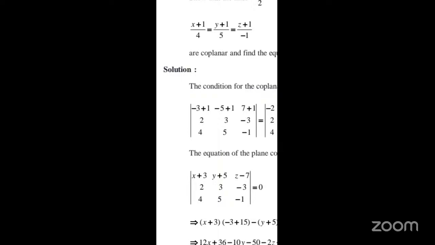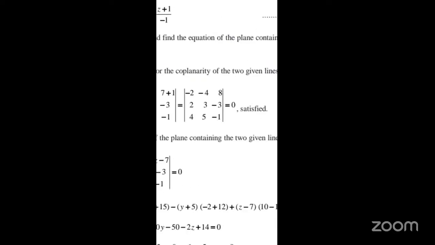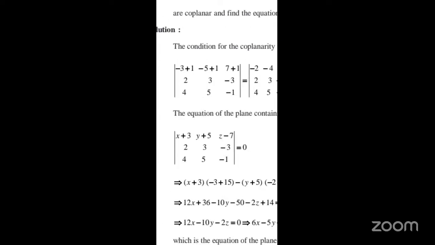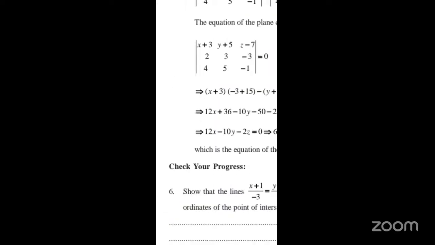So the condition of coplanarity is the determinant of x minus x1, y minus y1, z minus z1. Substituting those values, we get that the determinant is 0. To write the equation from the first line, the determinant of x minus x1, y minus y1, z minus z1, L1, M1, N1, L2, M2, N2 equals 0. Finding the determinant, we get the equation. Okay, that is the simple part.